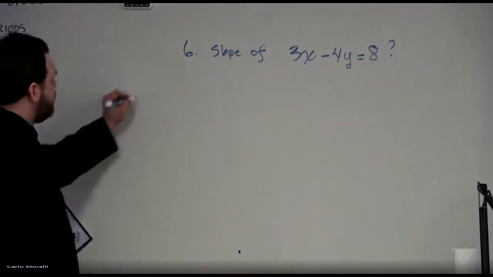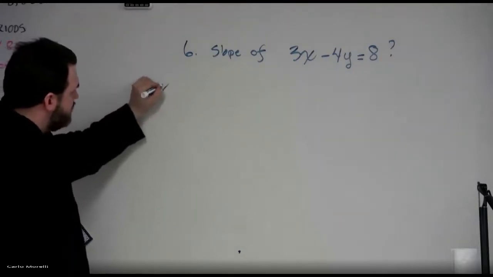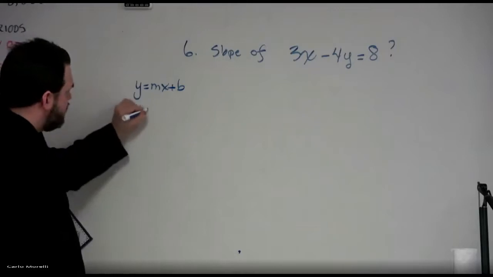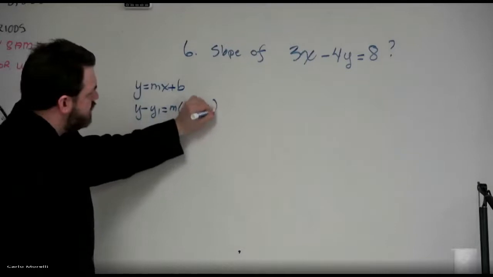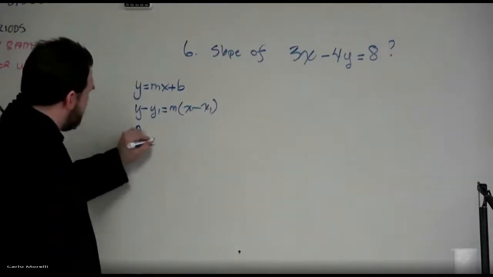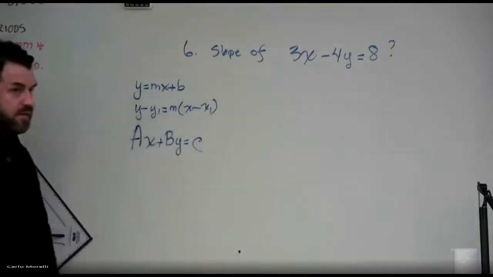Let me give you all 3, okay? Slope-intercept is y equals mx plus b. Does this look like that? No. How about point slope? Y minus y1 equals m, open parentheses, x minus x1, close parentheses. Does it look like that? Standard form is ax plus by equals c. Does it look like that?